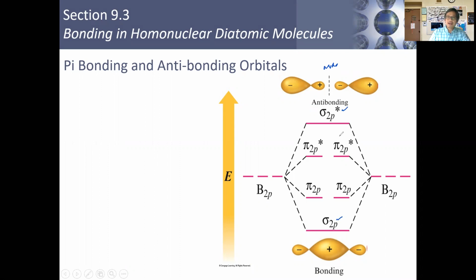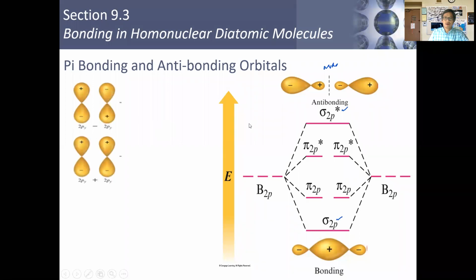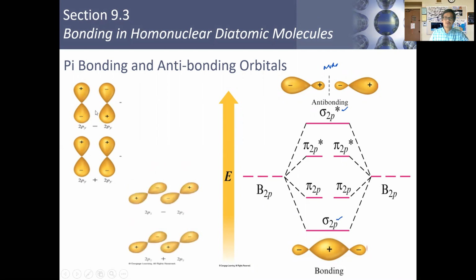The question is, how do these four form? Well, let's consider what we have here. What we have remaining are orbitals that line up not along a line, but side by side. Remember, we had arbitrarily chosen these to be the two orbitals lined up along the x-axis.